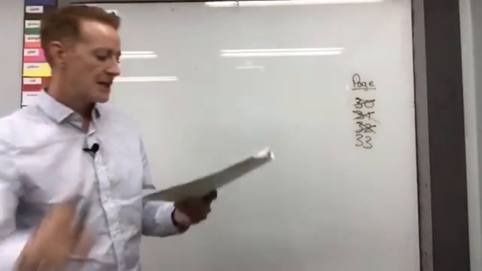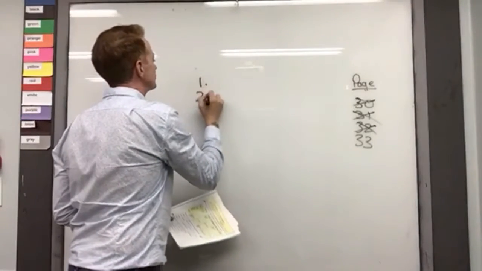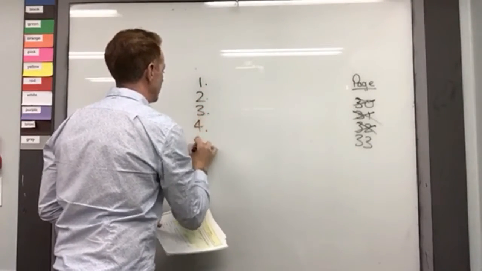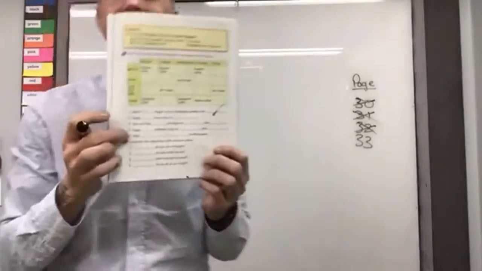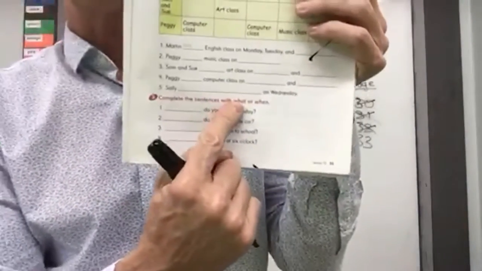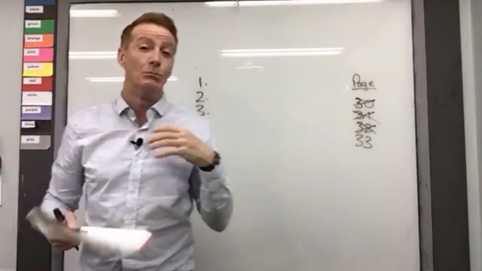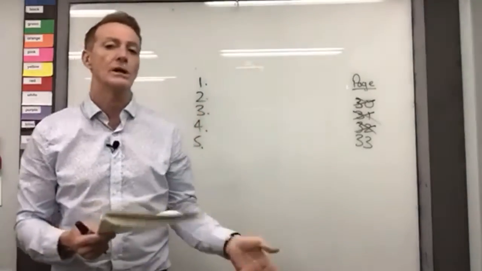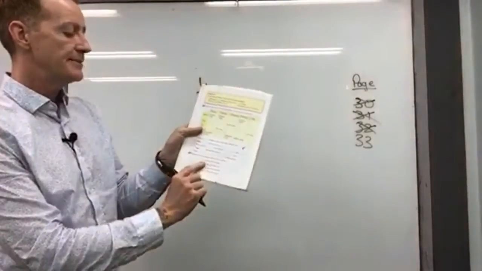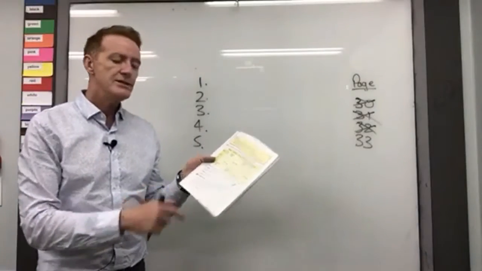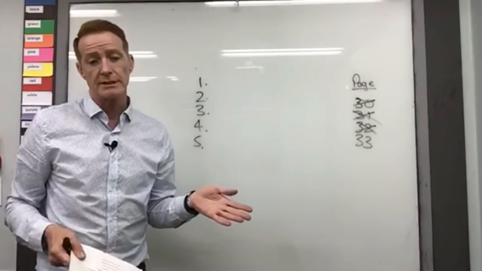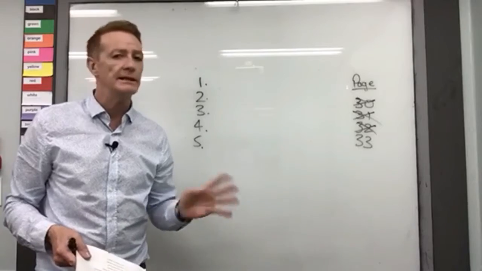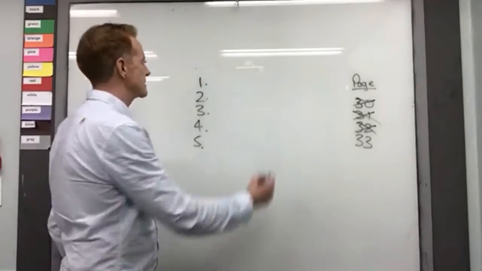Okay, last one. We have to do 1, 2, 3, 4, and 5. We have to complete the sentences, and complete means finish. Complete the sentences with what or when. Number 1, something do you do on Sunday? What is correct? When do you do on Sunday? No. What do you do on Sunday?